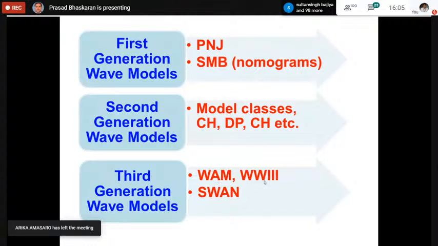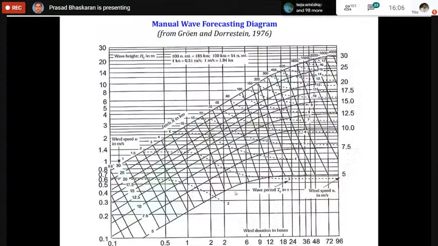Then you have WAVEWATCH III, WW3. It stands for WAVEWATCH III, developed by NOAA, USA. And you have another category of model called SWAN, simulating waves near shore, developed by the Netherlands. Now this is how a nomogram looks.